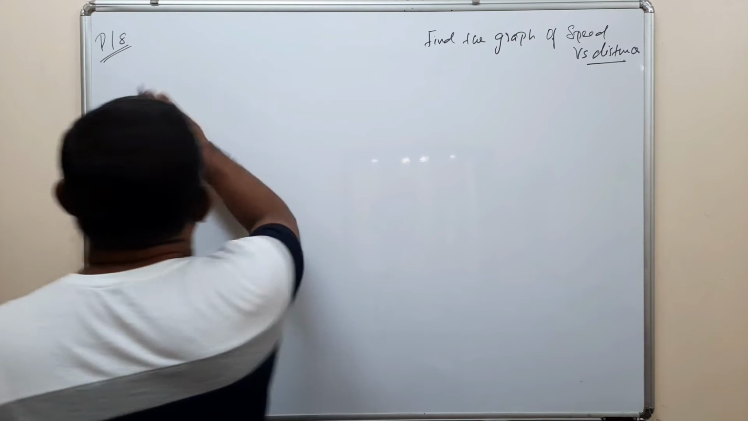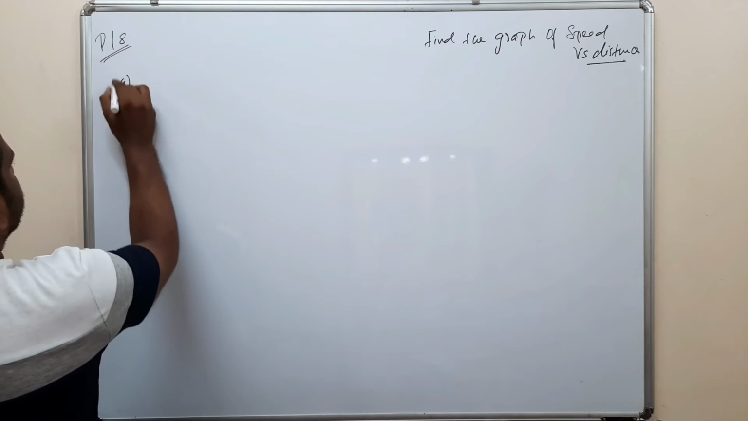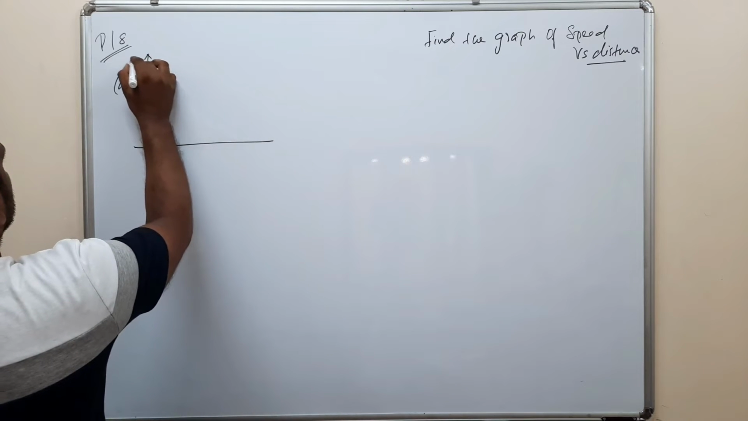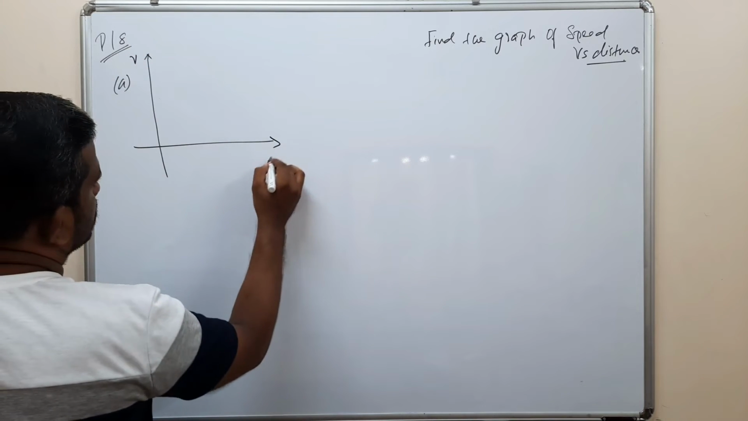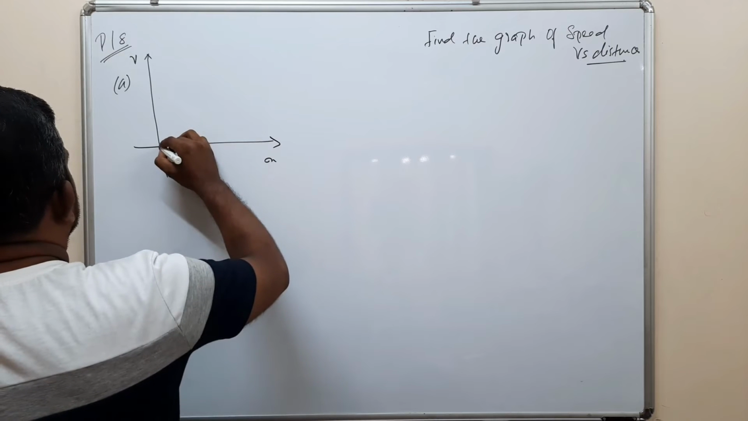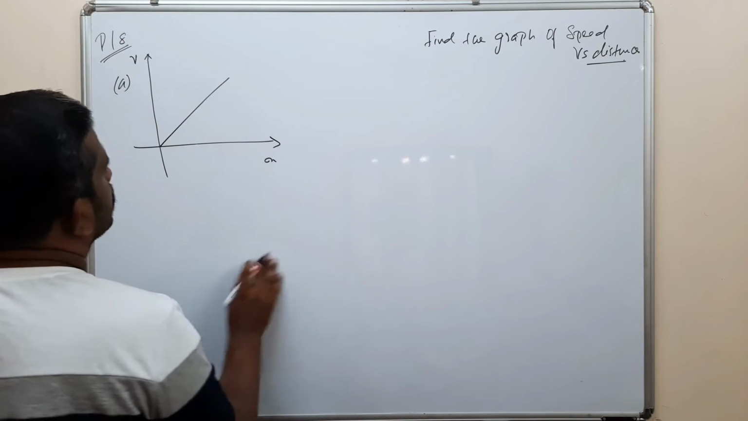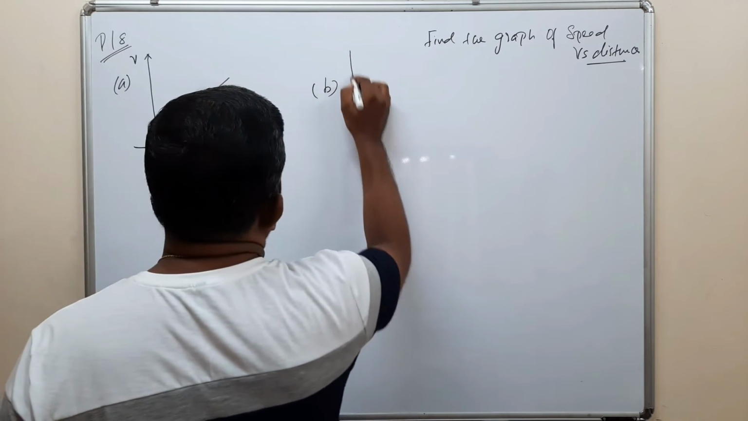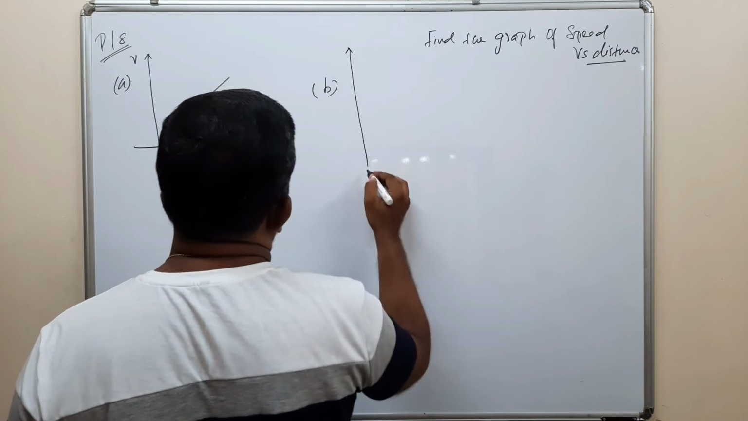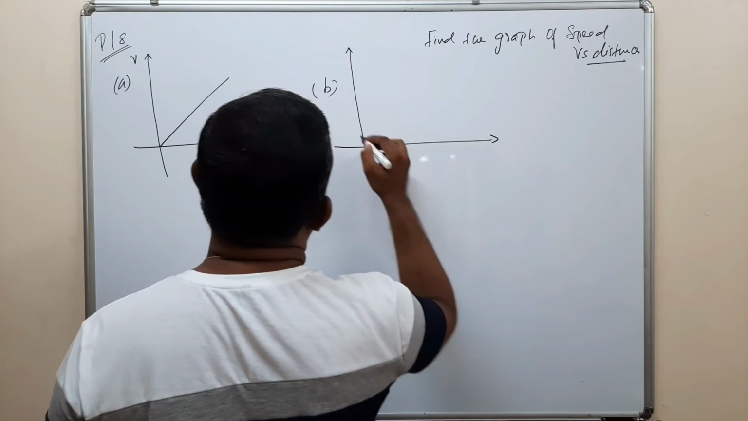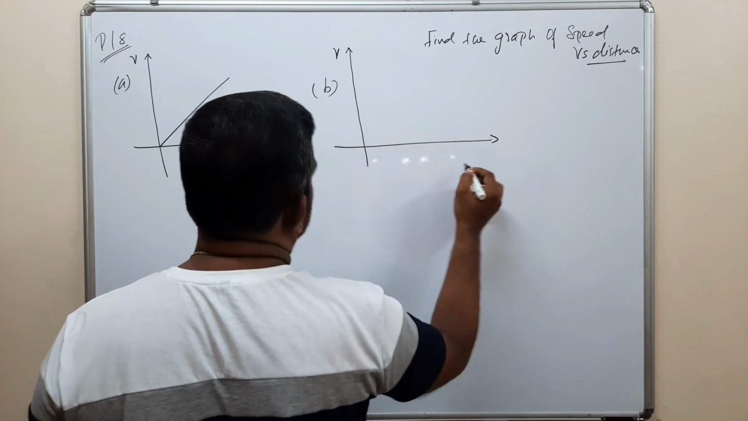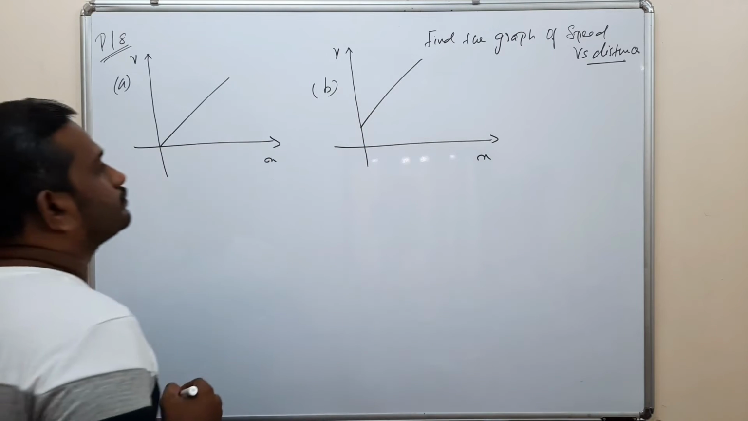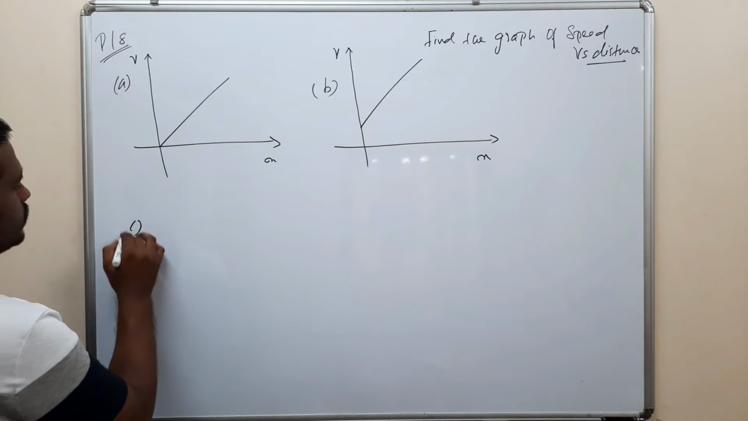Speed versus distance. Option A is velocity versus displacement. Option B, option C.